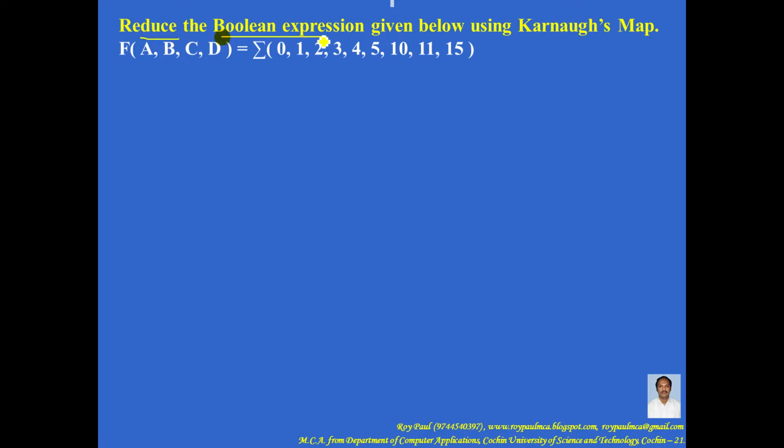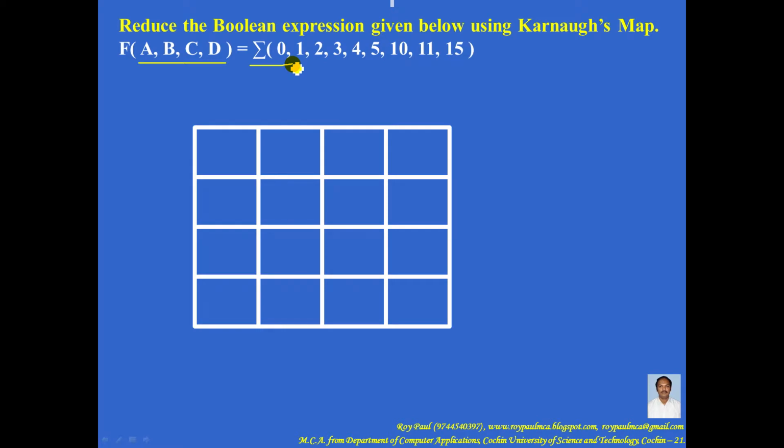Reduce the Boolean expression given below using K-map. F of A, B, C, D equals sigma 0, 1, 2, 3, 4, 5, 10, 11, 15. Step 1. For a 4-variable Boolean expression in the sigma format, you need to draw the K-map.